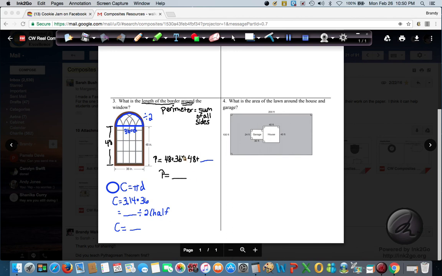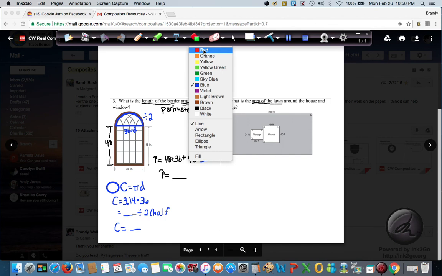All right, and that's all there is to that one. And finally, number 4, what is the area of the lawn around the house and garage? So this is another one where you're going to have to subtract, because if we're looking for the area of the lawn, you don't have a lawn in your garage and in your house, so we can't just do the entire rectangle and be done with it. We're going to have to figure out the area of these smaller pieces and then subtract them from this big piece. So let's make some lines here to make life a little easier.